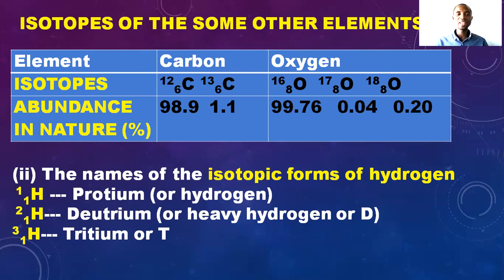We have other examples, like hydrogen. It also has isotopes. The isotopic forms of hydrogen are protium, which is normal hydrogen, deuterium, and tritium. Tritium is when hydrogen has a relative atomic mass of 3. Deuterium is when it has 2, which is heavy hydrogen. We normally use D to represent it. For tritium, we use capital T. But normal hydrogen has atomic number 1 and atomic mass 1. So we have given you at least 4 examples of isotopic elements.